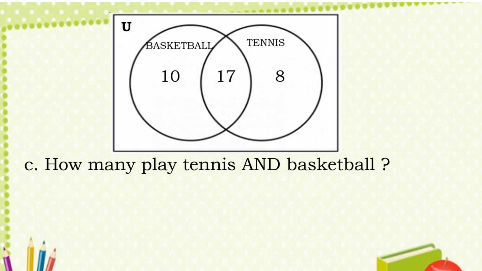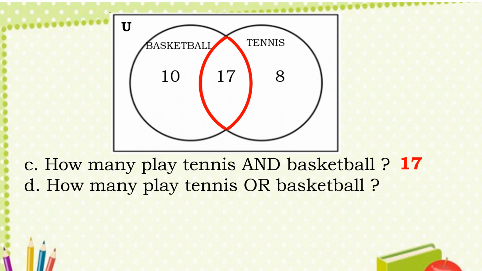Next, how many play tennis and basketball? ∩ is for intersection. So, we are referring to this part. That means they play tennis and also play basketball. So, 17 of them play tennis and also they play basketball.